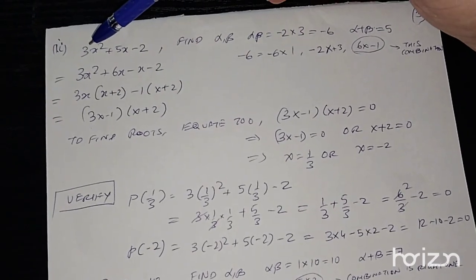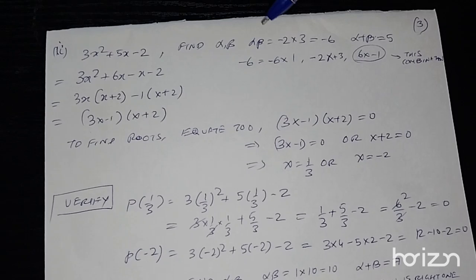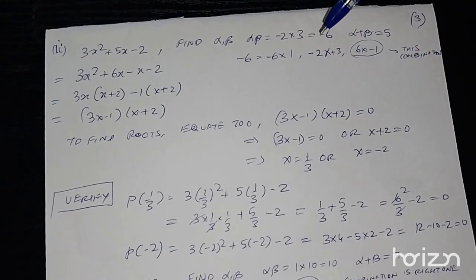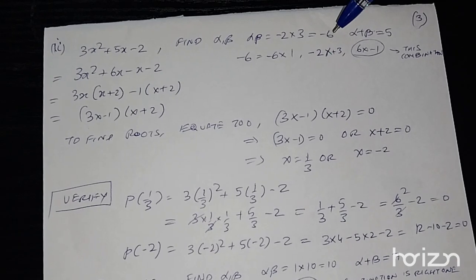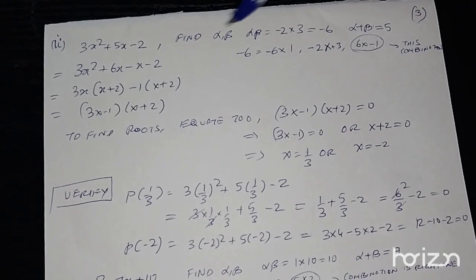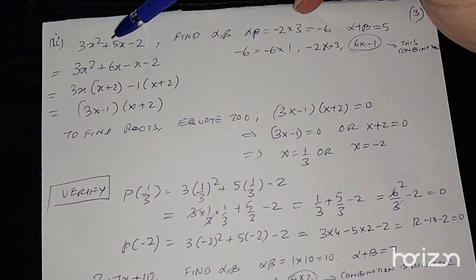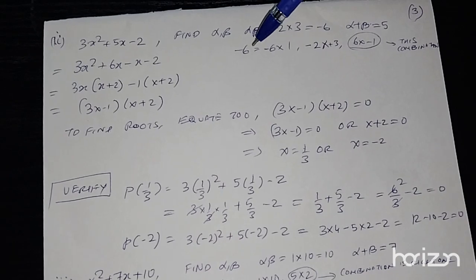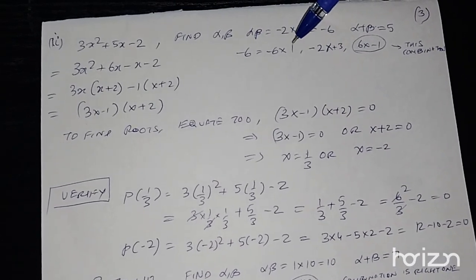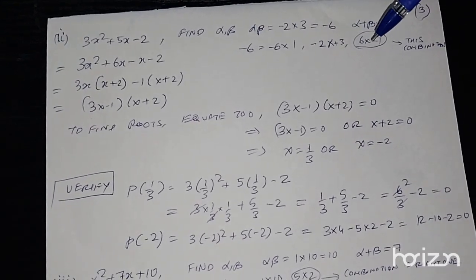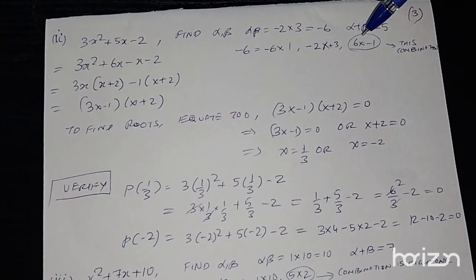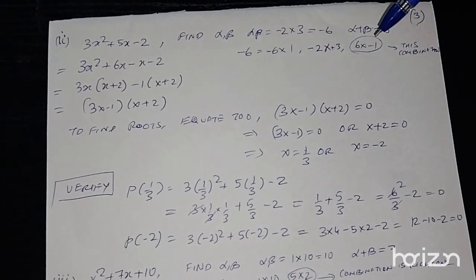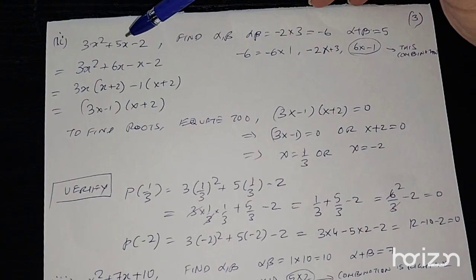What is a here? It is 3. What is c here? Minus 2. So find two numbers whose product is minus 2 into 3, that is minus 6, and whose sum should come as 5. Okay, so if you take minus 6, you can express it as 6 into minus 1, minus 2 into plus 3, etc. Correct? But only 6 and minus 1, this combination gives you the right answer because you need a 5 here.